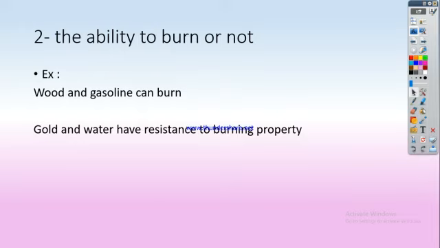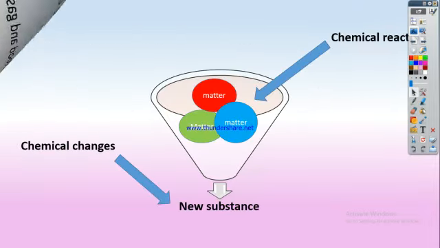Number 2, the ability to burn or not. For example, wood and gasoline can burn, but gold and water cannot be burned. So, in a chemical change, we have substances or matter that react with each other to produce a new substance, which is totally different from these substances. Let's take more examples of chemical change to understand.